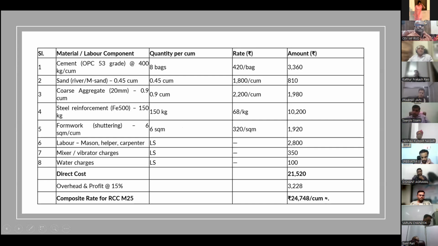And for labor you need some experience of how much labor, mason, helper, etc. will be required. Then mixer, vibrator charges, water charges, etc. Then for formwork and shuttering, how much will be needed. So this is just an example of how you can carry out an analysis of rate. If certain items are there in the building for which rates are not available, then you may have to carry out this analysis of rate. So this is just to make the things clear.